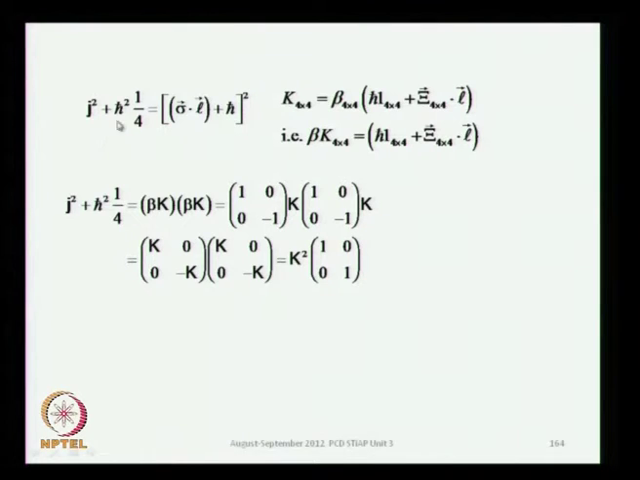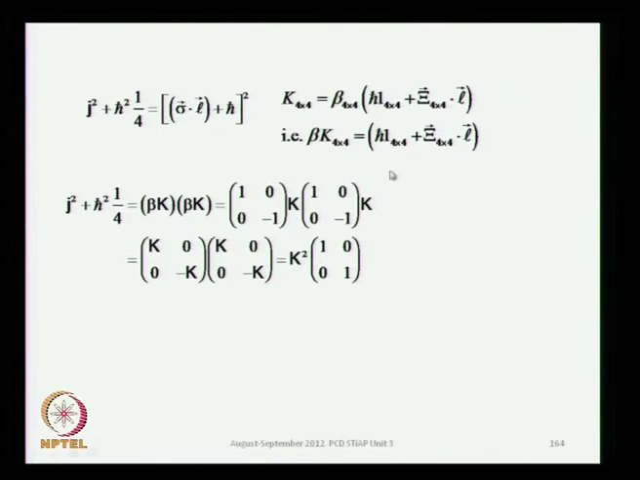So, j square plus ħ square 1/4 is, we define this operator as beta k, if you remember. Okay, this is the operator beta k. So, this is beta k, beta is this 1, minus 1 along the diagonal. So, this is beta k and again a beta k. So, that will give you k square times the unit matrix.